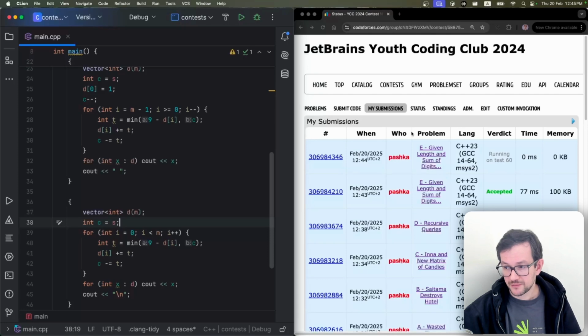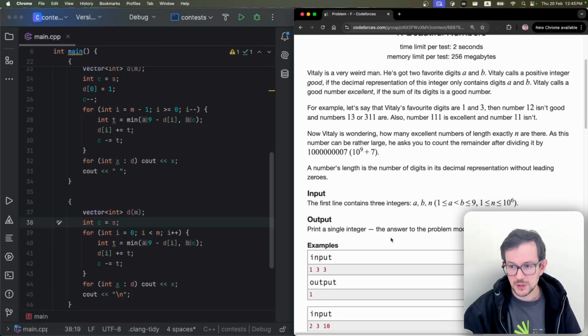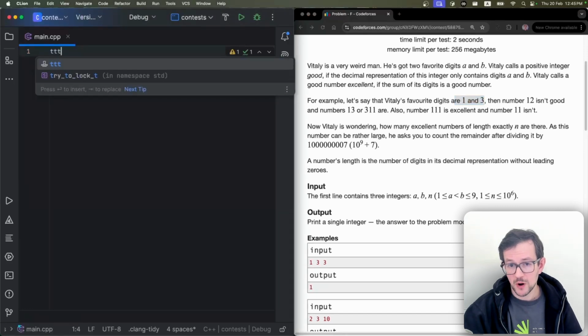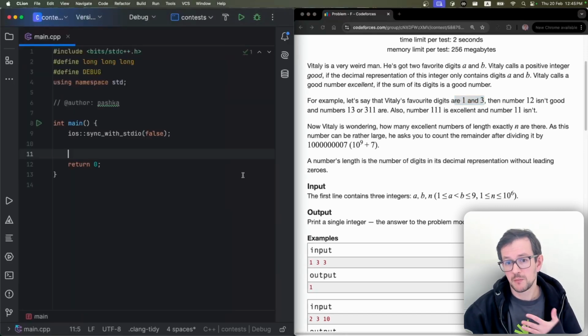Let's go to problem F. Problem F is actually not a very hard problem, but it involves some combinatorics. Actually, pretty simple combinatorics. We need to use binomial coefficients. It's quite popular in Codeforces to have problems which involve some binomial coefficients in the calculation.